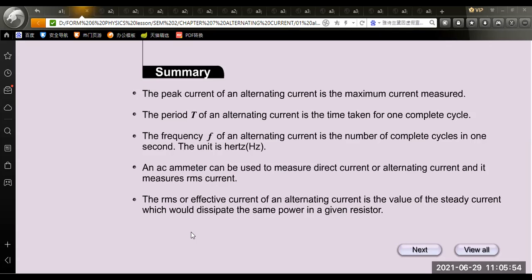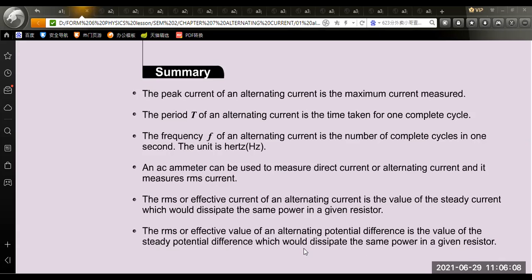So from here, the RMS or effective current of an alternating current is the value of the steady current which would dissipate the same power in the given resistor. Finally, the RMS or effective value of an alternating potential difference is the value of the steady potential difference which would dissipate the same power in a given resistor.